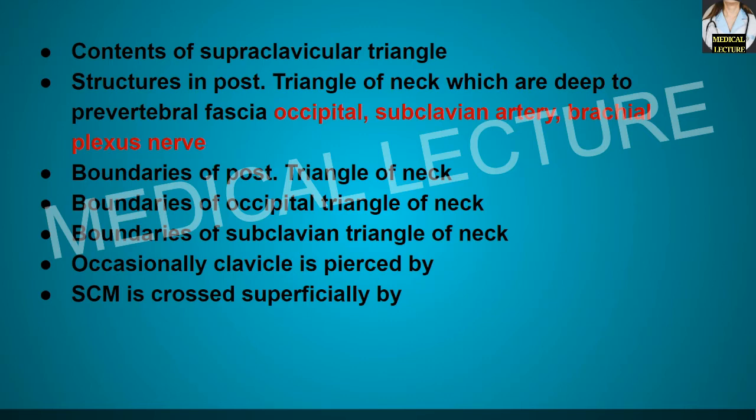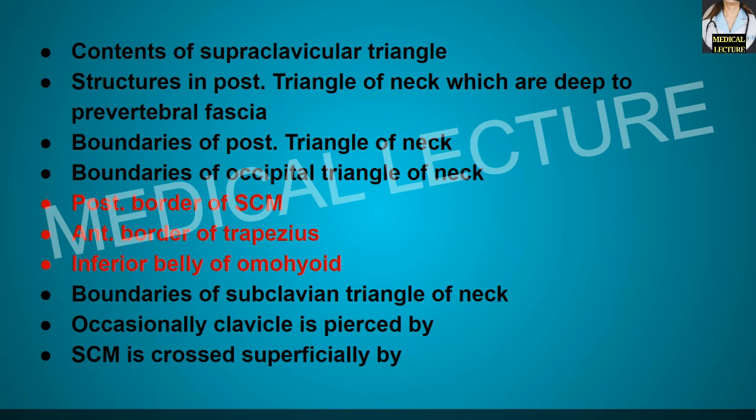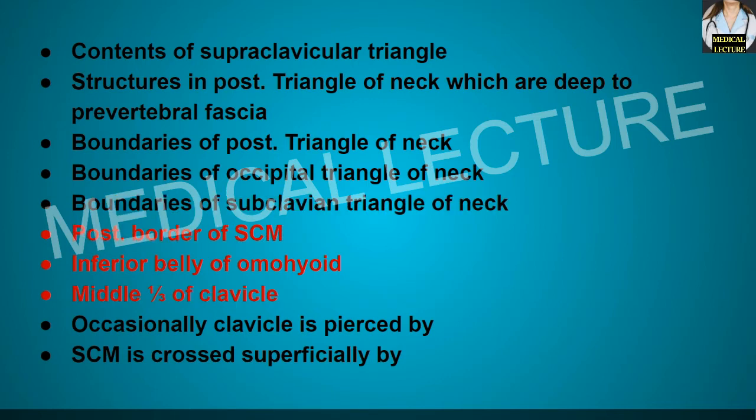What are the boundaries of the posterior triangle of the neck? These are the posterior border of the sternocleidomastoid muscle, anterior border of trapezius muscle and the middle 1/3 of the clavicle. Boundaries of the occipital triangle of the neck are the posterior border of sternocleidomastoid muscle, anterior border of trapezius muscle and the inferior belly of omohyoid. Boundaries of the subclavian triangle of the neck are the posterior border of sternocleidomastoid muscle, inferior belly of omohyoid and the middle 1/3 of the clavicle.